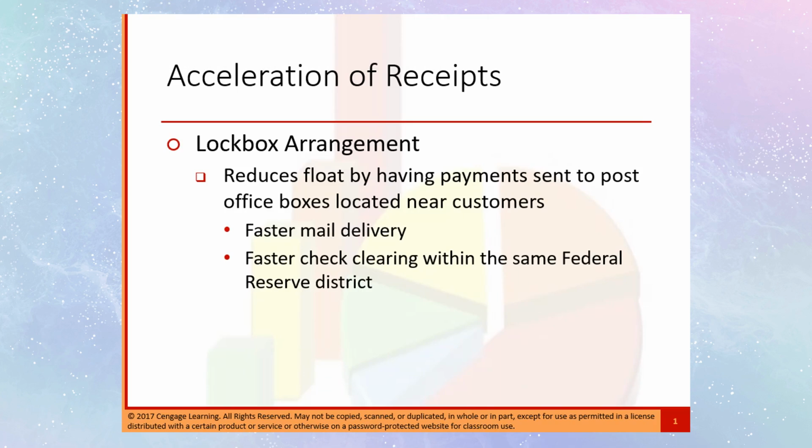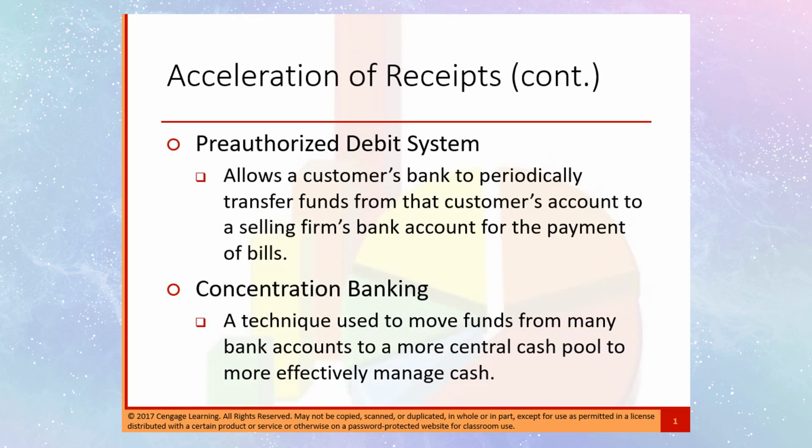Acceleration of receipts. Faster cash is better cash. A lockbox arrangement speeds up collections by routing customer payments to a secure, centralized post office box managed by the bank. This reduces mail time and check processing delays. Other tools to accelerate receipts include pre-authorized debits, where customer accounts are drafted automatically, and concentration banking, which pools cash from various locations into a central account for easier control.